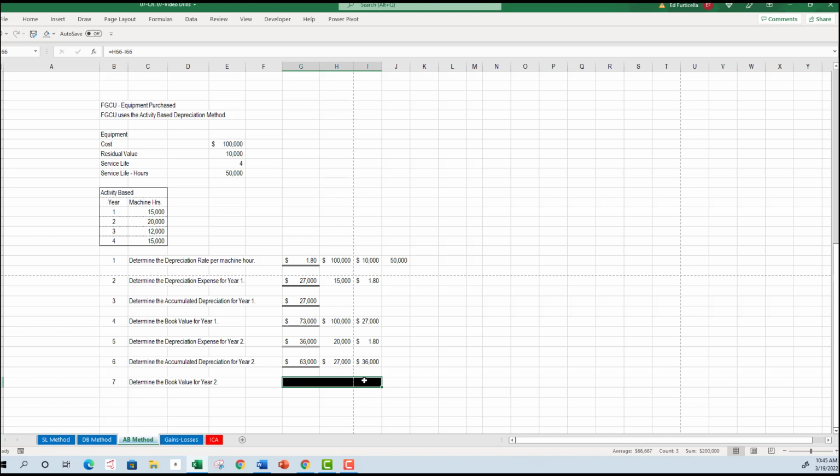Finally, the book value for year 2 is $37,000. It's $100,000 acquisition cost minus the $63,000 accumulated depreciation balance at the end of year 2.